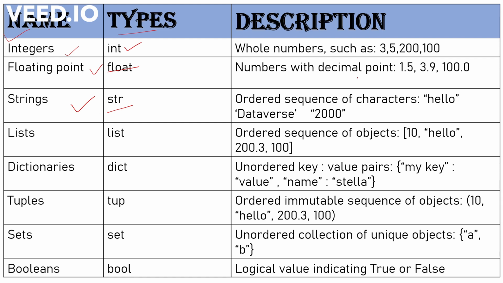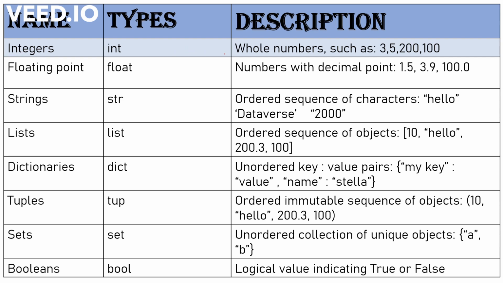Then we have the description column, and that's just going to be the actual description of the data type. Guys, this is only a short introduction for each data type. We will be discussing them in a lot more detail in upcoming videos. So let's quickly go through all these topics. Firstly, we will start with the integers.